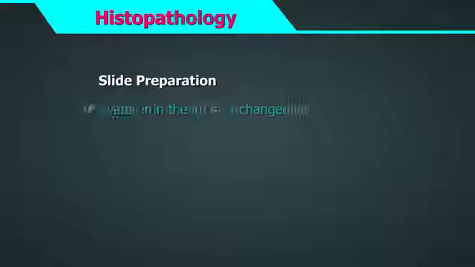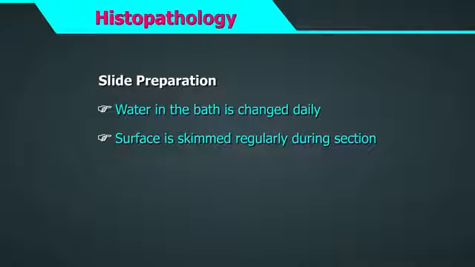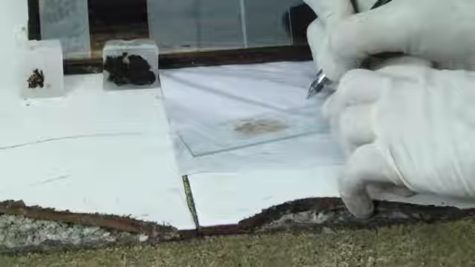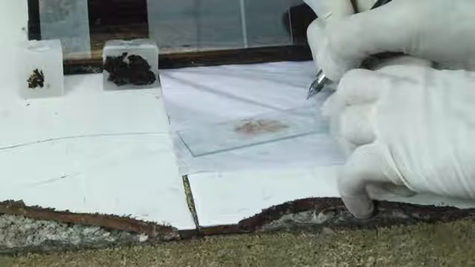Slide warmer temperature is kept at 70 degrees centigrade and should be checked daily. If slide warmers are not available, the slides are kept in inclined positions to drain off water and allowed to dry at room temperature. The water in the bath should be changed daily and the surface should be skimmed regularly during section cutting to avoid floaters. Labeling is an important step and must be done with great care and clearly with a diamond pencil.